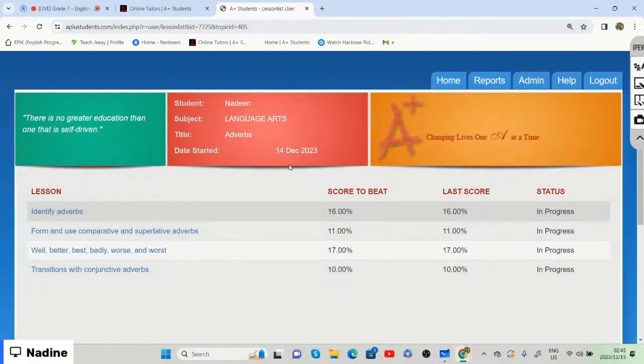All right, so that is our lesson on adverbs, where we said adverbs basically describe or modify the verb, the adverb, the adjective. And we can compare adverbs by comparing either one person or a group of people, which is comparative, or a larger group of people, which is superlative. And then we use words like well, better, best, or badly, worse, worst, depending on our sentence.